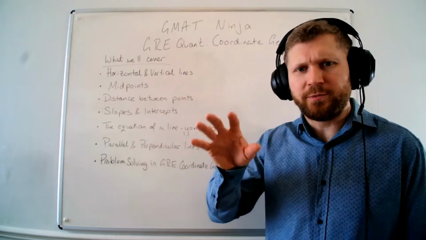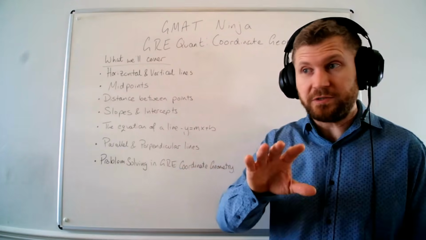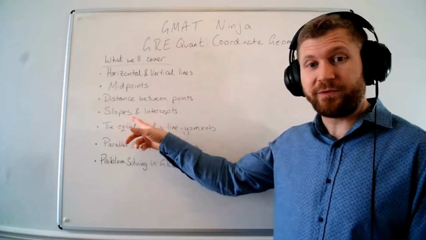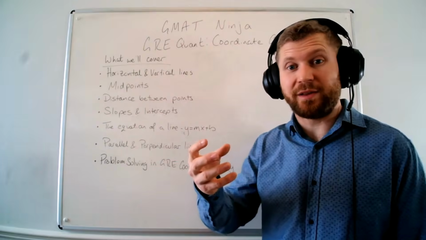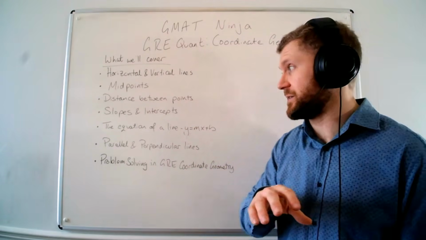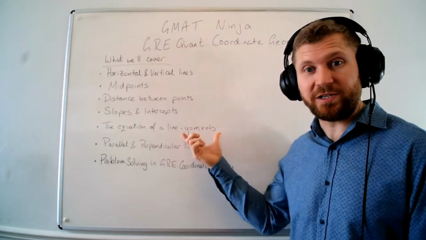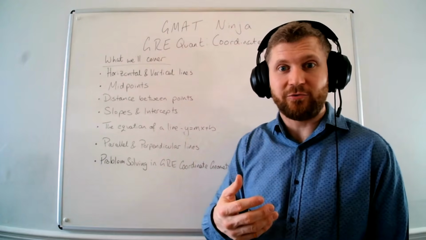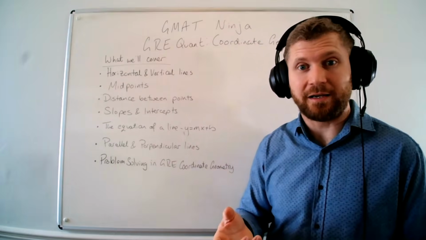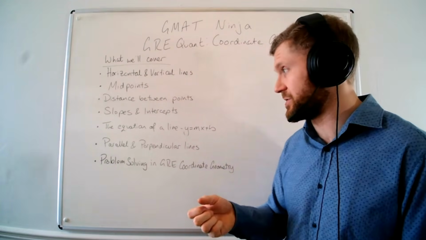or how to find the distance between 2 points. Then as we move on from coordinates to just looking at full lines, we'll take a look at how to find the slope of a line, or how to find the intercept, whether that is the x-intercept or the y-intercept. Then we'll get into how all that ties together into this equation of a line, this y equals mx plus b format that you've probably seen if you've taken a look at a few GRE coordinate geometry questions.